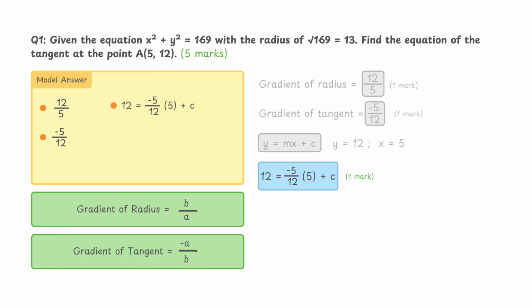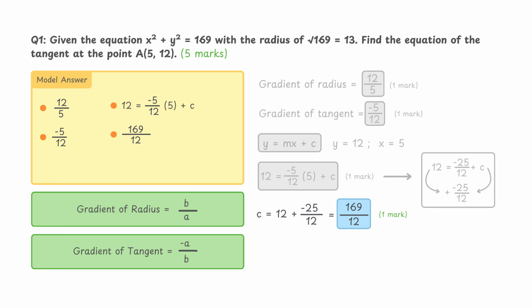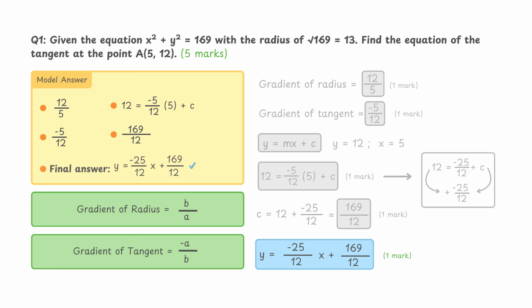Now we simplify. Negative 5 over 12 multiplied by 5 gives negative 25 over 12. So we have 12 equals negative 25 over 12 plus c. To find c, we add 25 over 12 to both sides. This gives 169 over 12. This earns another 1 mark. Finally, we write the equation of the tangent. y equals negative 5 over 12 x plus 169 over 12. So this is the final answer, and it earns the last mark.